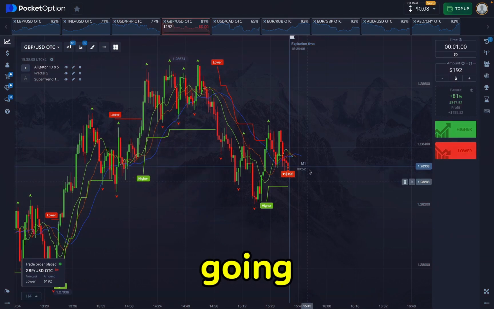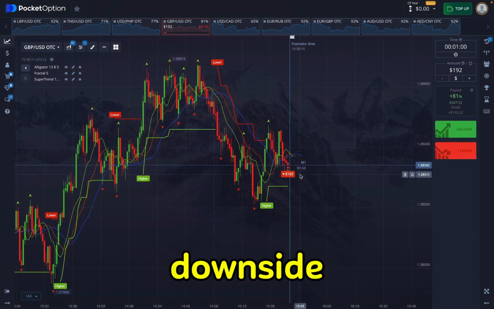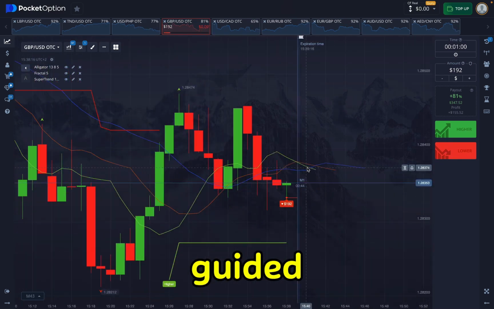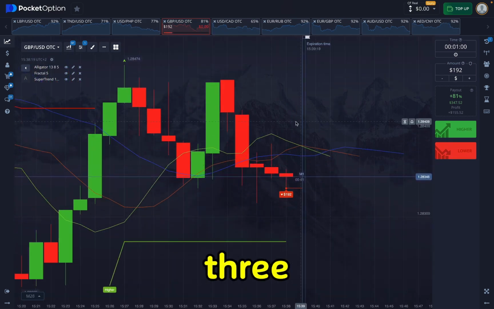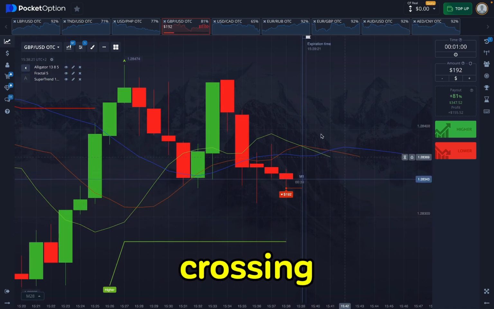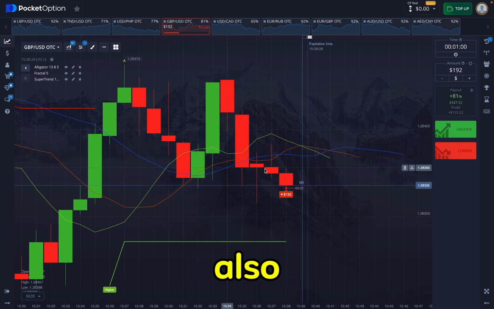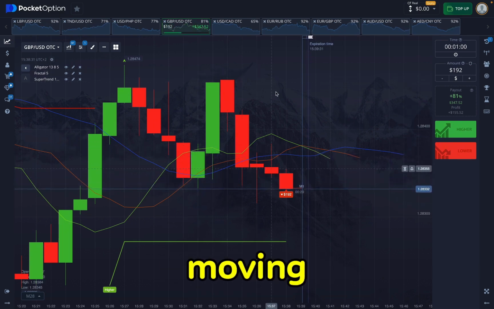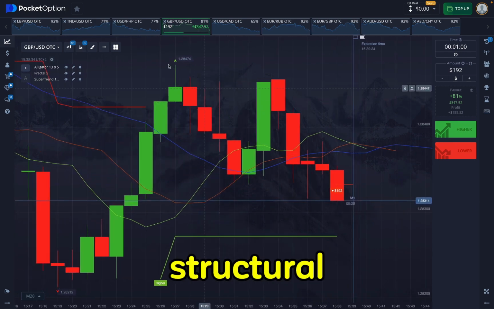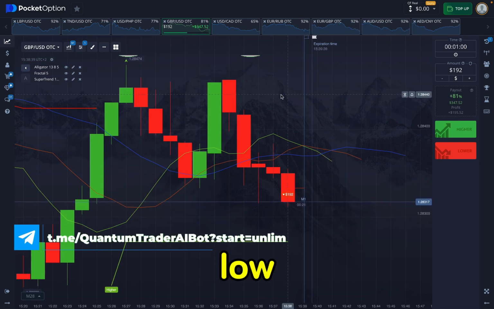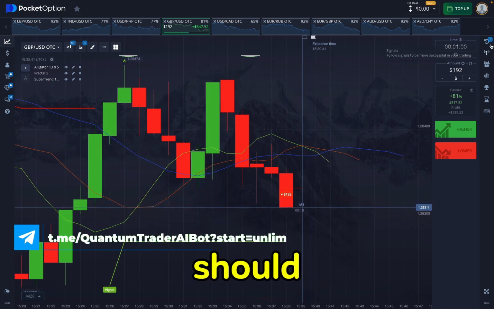And this is where I'm going to open a position on the downside and the continuation of the downward dynamics. Here, I'm going to be guided exclusively by 3 points: the crossing of the moving alligator lines. We can see that the moving lines are now heading downwards. Also, the price movement has crossed these moving alligator lines, and there was a structural high update earlier, so a structural low should be updated, and anyway, the dynamics of the movement should be heading lower.